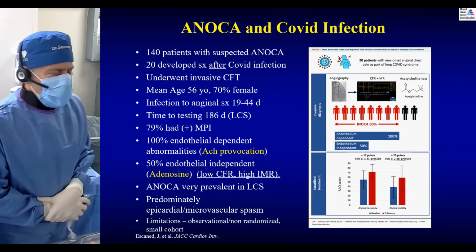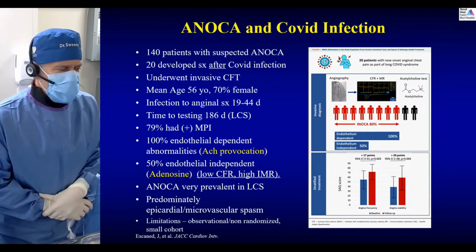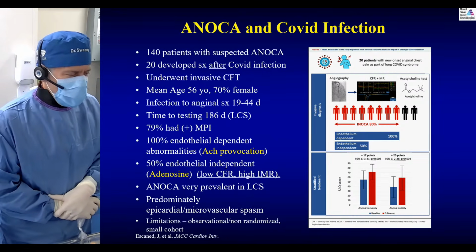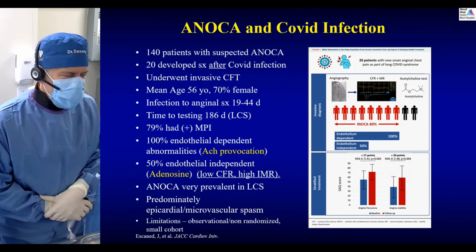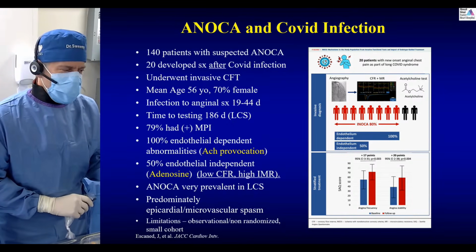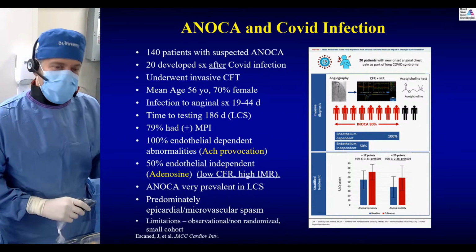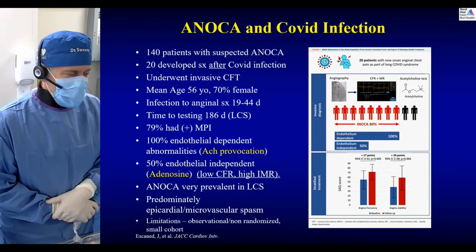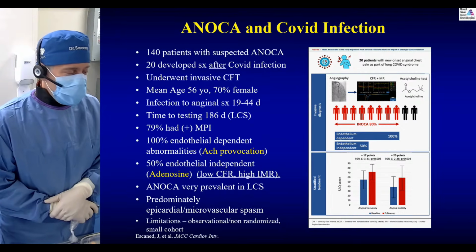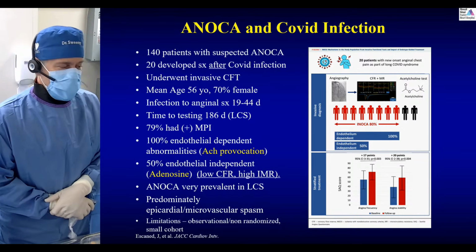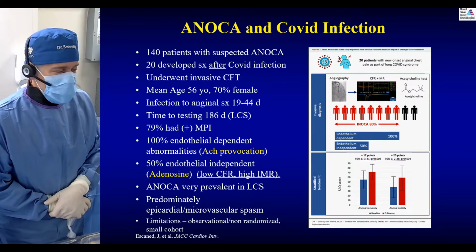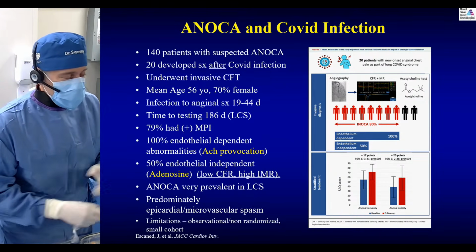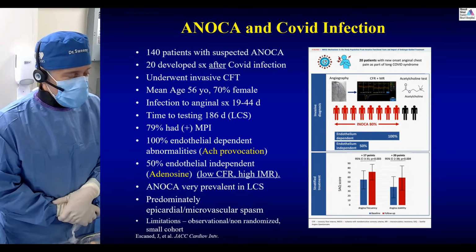So I want to touch on a couple of things with ANOCA and the COVID infection. This is one study that looked at coronary function testing in 140 patients. 20 of those patients actually developed COVID after they were enrolled in the trial, and all those patients underwent coronary function testing. Their average age was 56, predominantly female. The time to testing was about half a year since they were symptomatic.